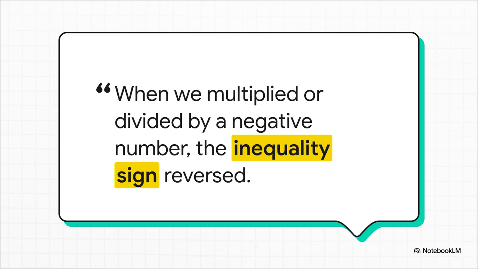And here it is. This is the whole ballgame right here. Whenever you multiply or divide both sides of an inequality by a negative number, you must flip the sign. A greater than flips to a less than, and a less than flips to a greater than. You got to burn this into your brain because this is where most mistakes happen.